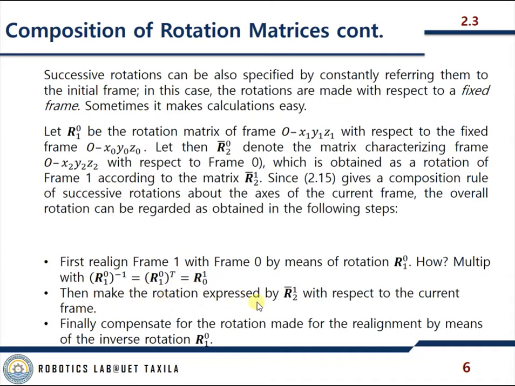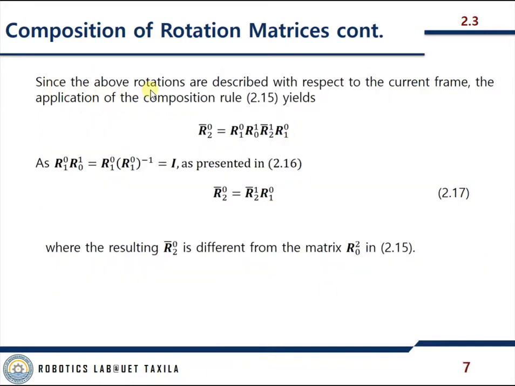Then make the rotation expressed by R12 with respect to the current frame. So after the rotation, rotate it with respect to the current frame. Finally, compensate for the rotation made for the realignment by means of inverse rotations, which is equal to this one. So let's see what we get. Since the above rotations are described with respect to the current frame, the application of composition rule 2.15 yields this. So first we take the inverse. Then we make the rotation based on the frame we get after the rotation, and then we again realign it with this one.